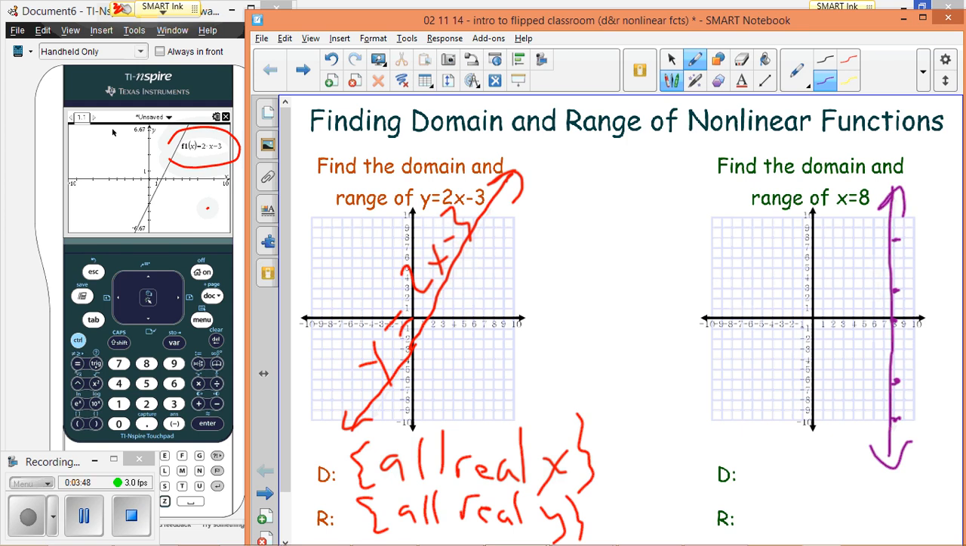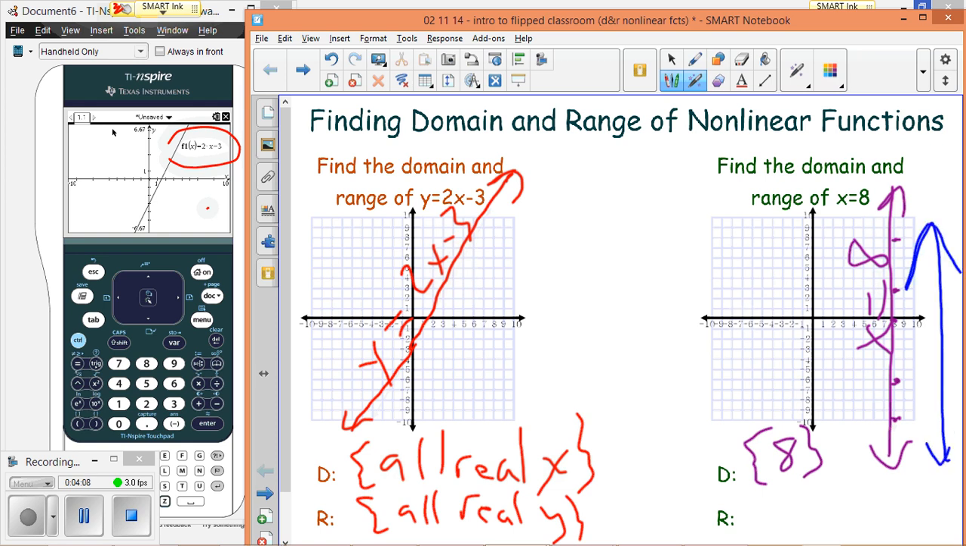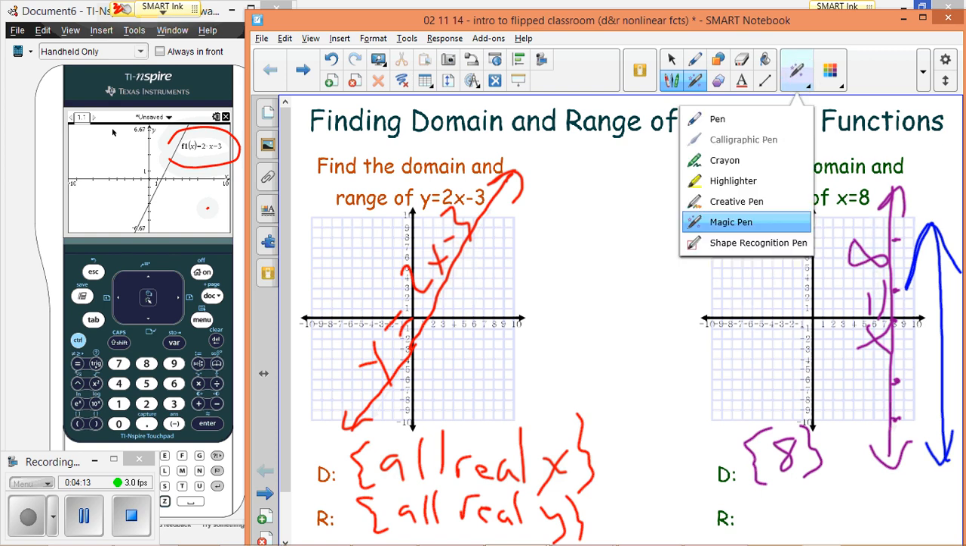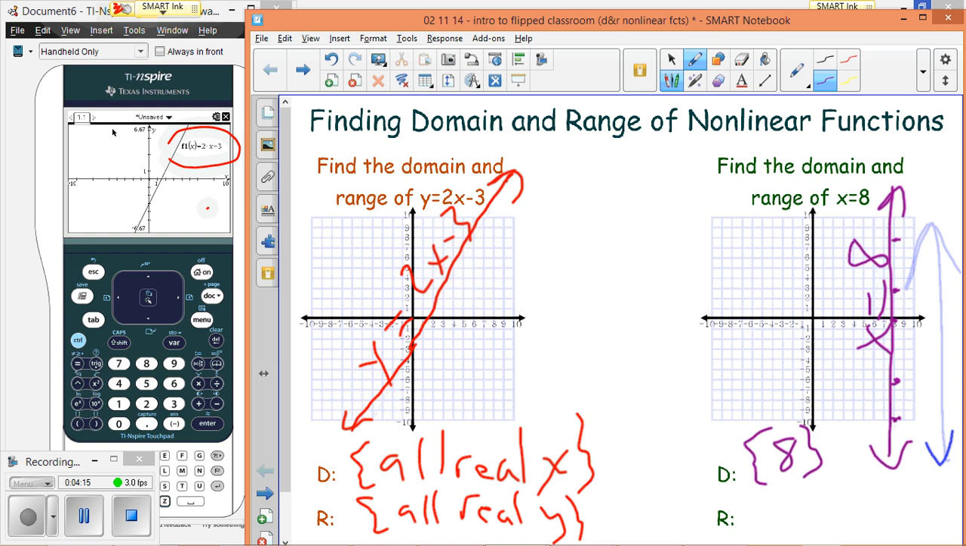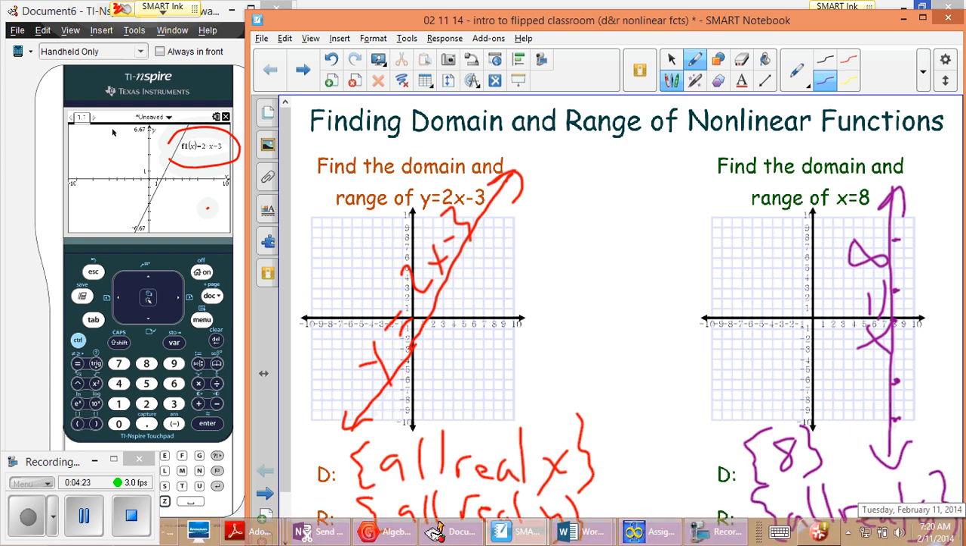Okay, so I have drawn my arrows. I'm going to label this x equals 8. And then we're going to check what our domain is. Remember, the domain is all the possible x values. If you look at this, there is only one possible x value, namely 8. So my domain is 8. My range, on the other hand, is all of the possible y values. As you can see, y goes up and down forever. So my range is all real y.